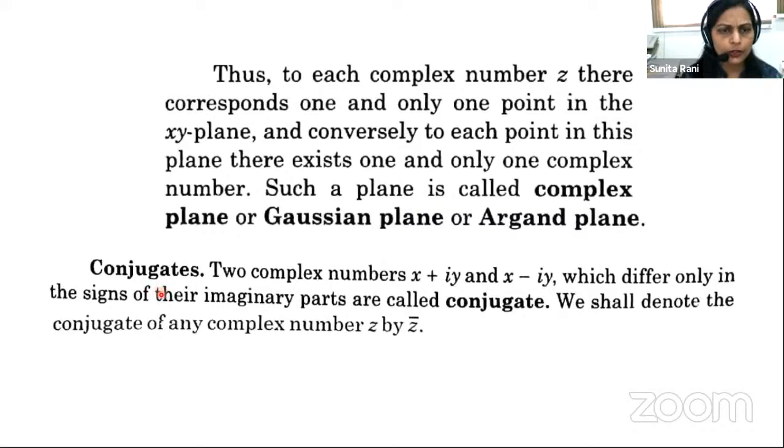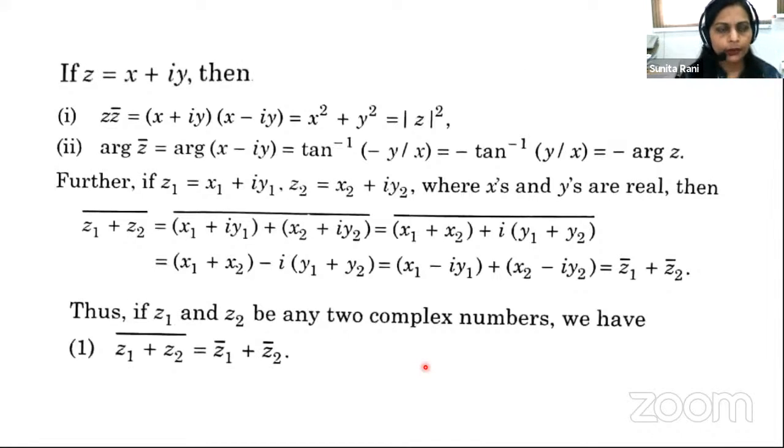Okay. Next is conjugates of complex numbers. If we have a complex number x plus iota y, then its conjugate is represented by x minus iota y. There is a difference of minus sign in the imaginary part. If you have x minus iota y as a complex number, then its conjugate is x plus iota y. And the conjugate of a complex number z is denoted by z bar. Hence, if there is any term with a bar, that means this is a conjugate of a complex number.